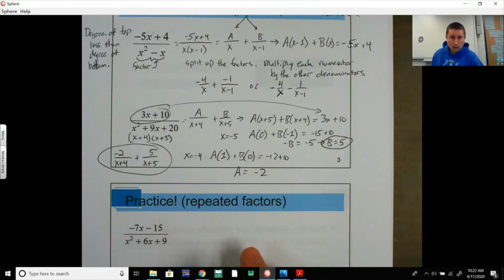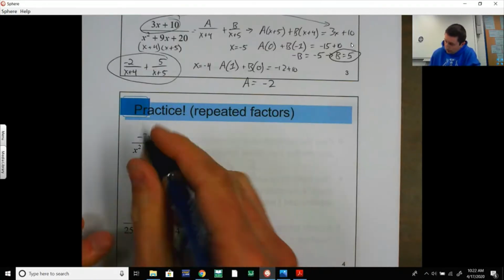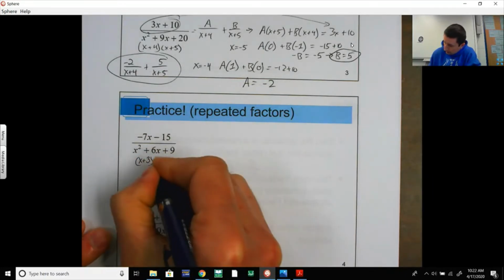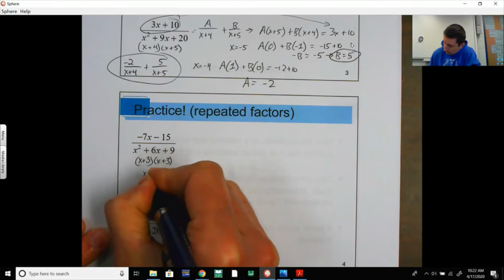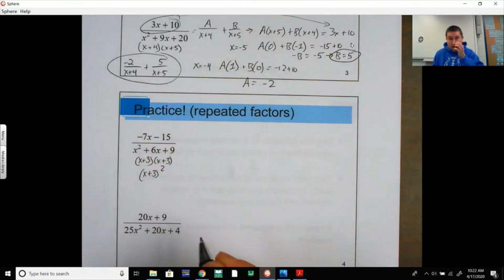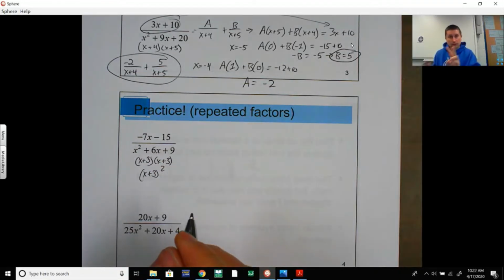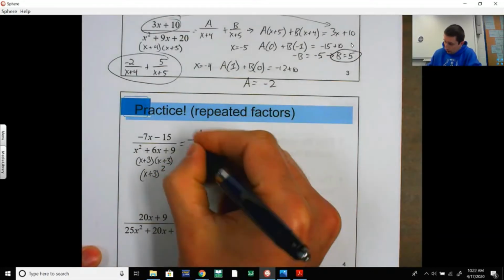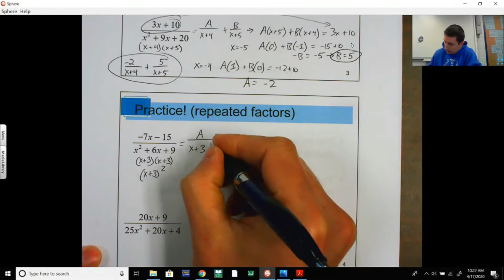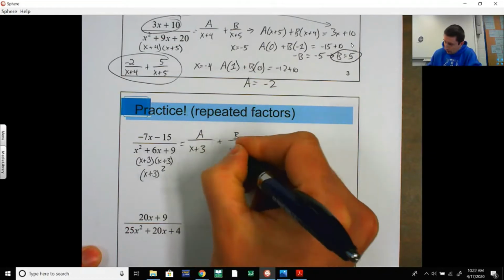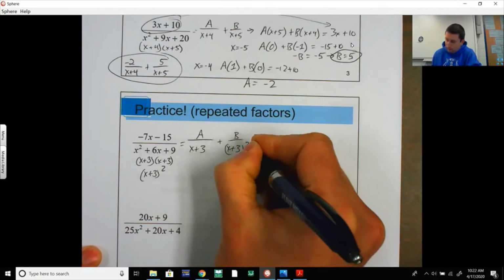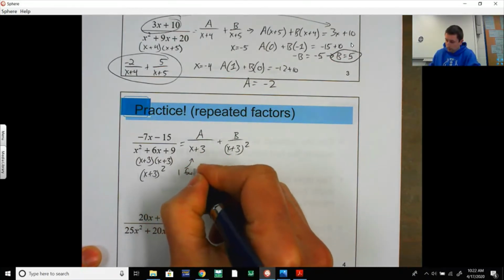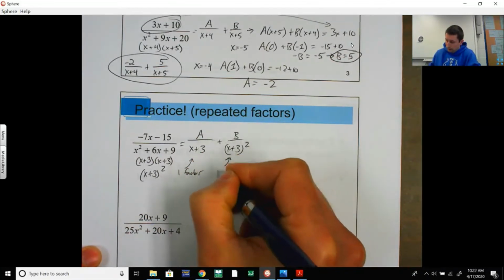Okay. When you get to repeated factors, when I factor this bottom down here, I get x plus 3 times x plus 3, which can be written as x plus 3 squared. If you have that, you still are going to have two parts to your fraction. How it's written is a over x plus 3 plus b over x plus 3 squared. So you're going to put one factor here, and you're going to put both factors underneath the other one.